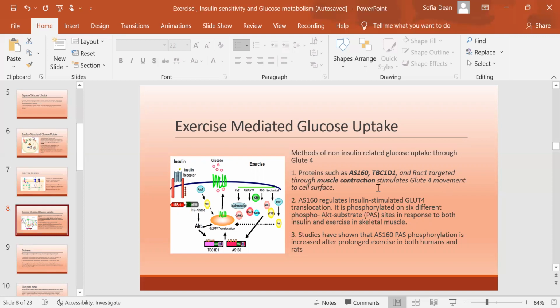So again, GLUT4 translocation takes place. But in this form, it doesn't need any insulin. It doesn't need the phosphorylation event. It needs a muscle contraction to signal these two proteins right here.